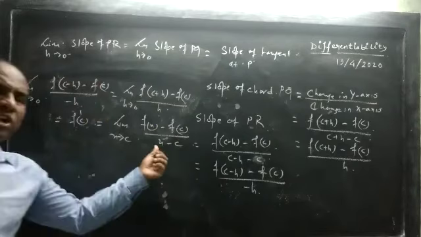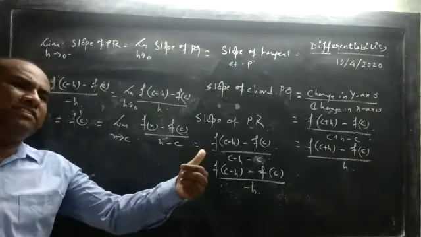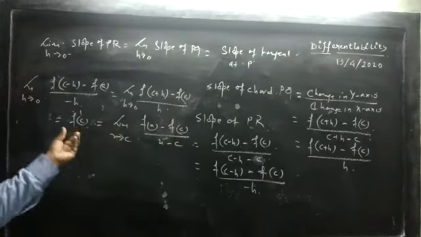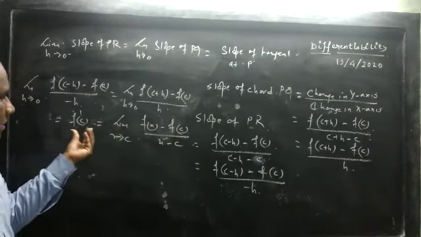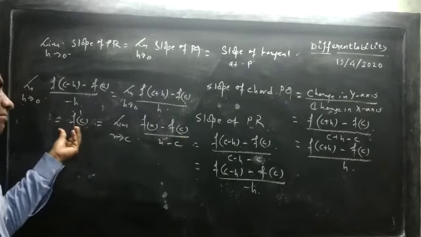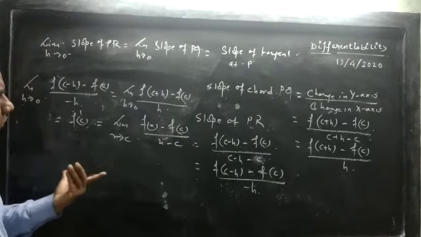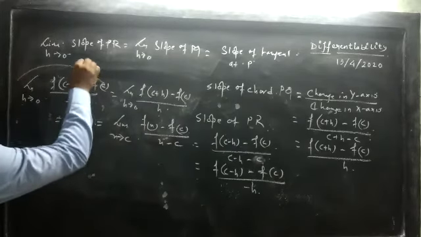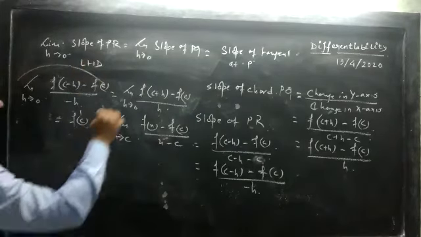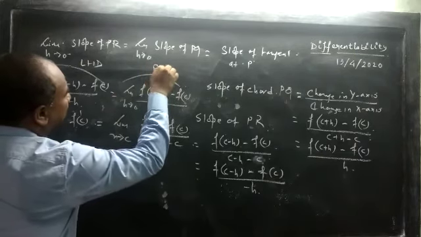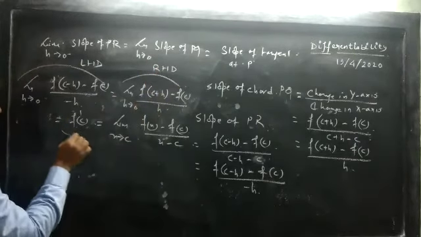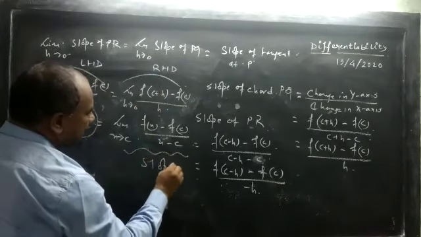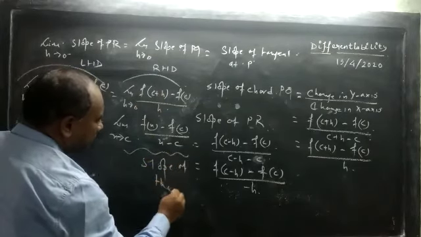Nothing special. There are two points x, and in the close vicinity there is a point C. So it is the change in y over the change in x. So basically the slope of the tangent is what? Differentiation of the curve gives the slope of the tangent. This part is known as the left hand derivative. This part is known as the right hand derivative. And this is equal to the slope of the tangent.